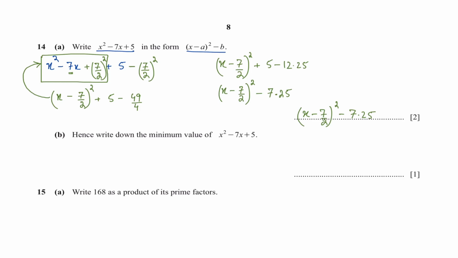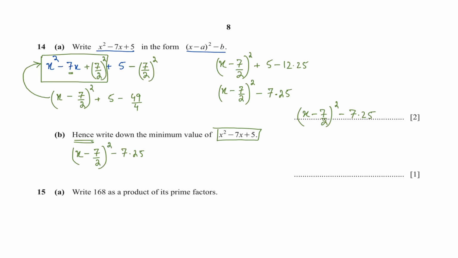Now we do part B, in which we have to write down the minimum value. Now notice there is a keyword in the question, which is the word hence. This means that I have to use the answer in part A. So the expression that we got to in part A was x minus 7 upon 2 the whole thing square minus 7.25. Now how are we going to solve this? Well, if you notice, there is a fixed value, and that fixed value is minus 7.25. Why? Because this value is not dependent on the value of x. This will always be there.